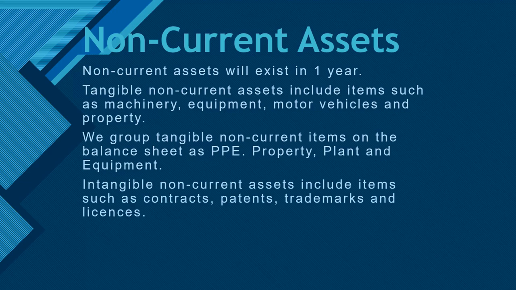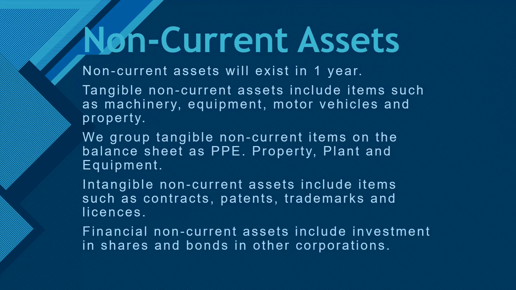There are also some types of non-current intangible assets. We cannot touch them, they have no physical existence. Contracts, patents, trademarks, licenses. And also some financial non-current assets include investments in shares and bonds of other corporations. When we buy bonds or stocks or shares of other corporations, this would be a financial asset and usually non-current.